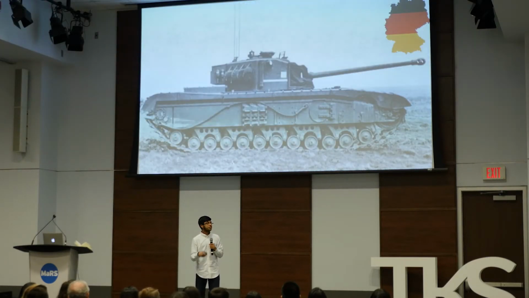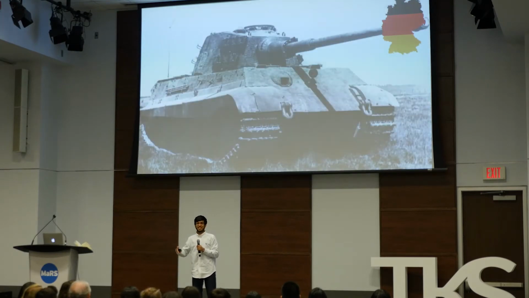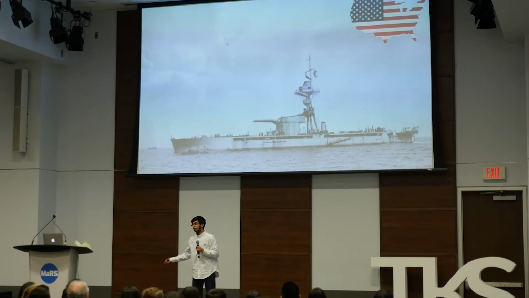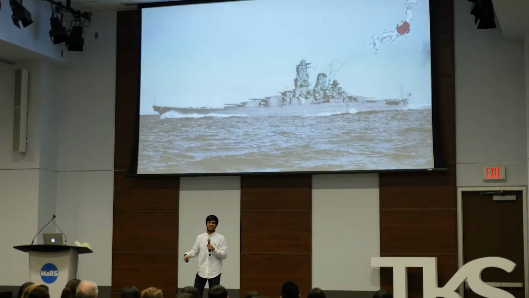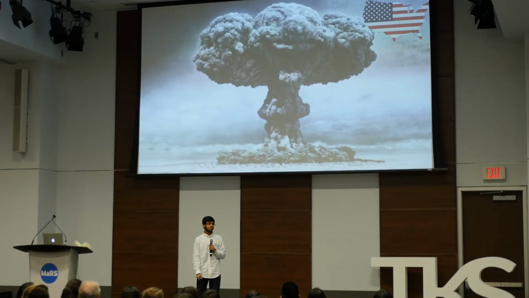And then Germany says, well, we have a tank. And we also have a bigger tank. And then the US is like, well, we have a boat. And then Japan says, we got a bigger boat. And then the US did this. But the point here is that the arms race allowed us to build some of the world's most powerful weapons, and that's the nuclear weapon.